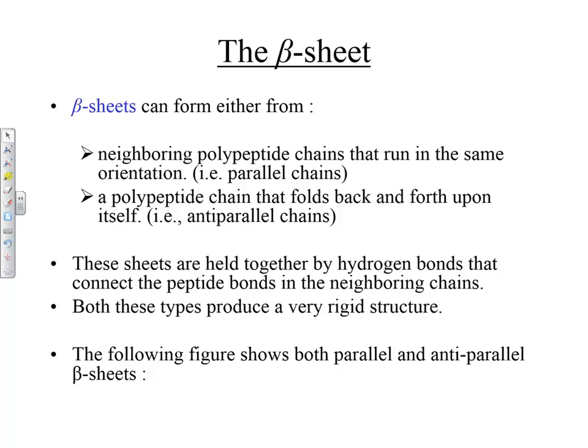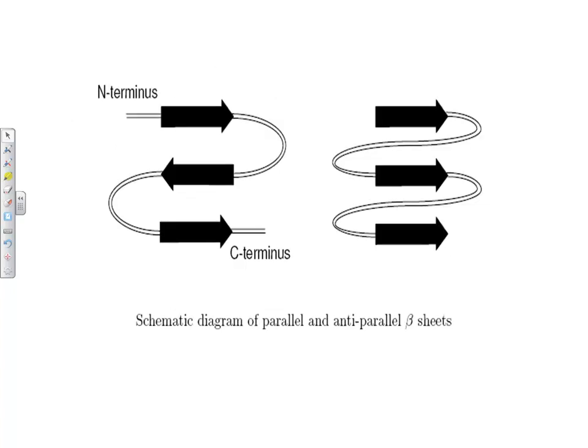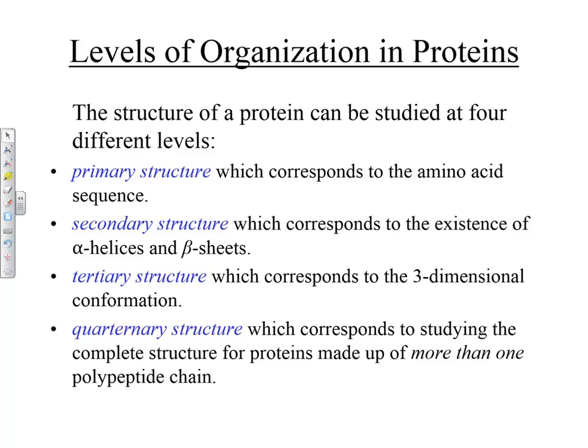So beta sheets can be formed either from neighboring polypeptide chains that run in the same orientation, that is, they produce parallel chains, or by a polypeptide chain that folds back and forth upon itself, that is, anti-parallel chains, which I showed on the next slide. These sheets are held together by hydrogen bonds that connect the peptide bonds in the neighboring chains. That's what I said, the NH and the C double bonded with O. Both these types produce a very rigid structure. I've already shown you the figure, so I can go on to the next slide.